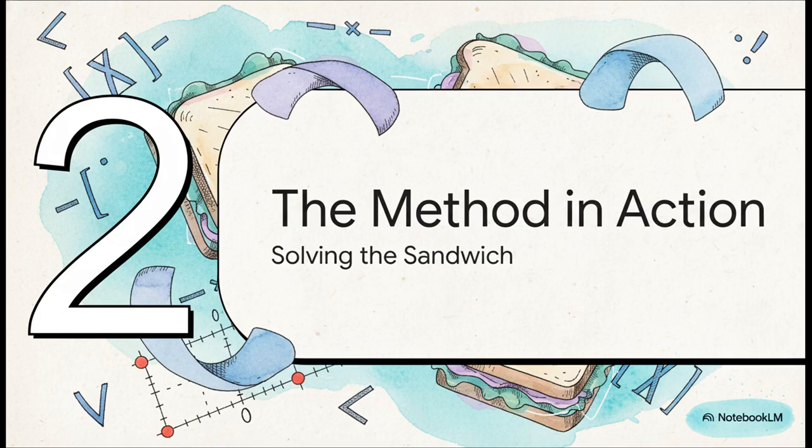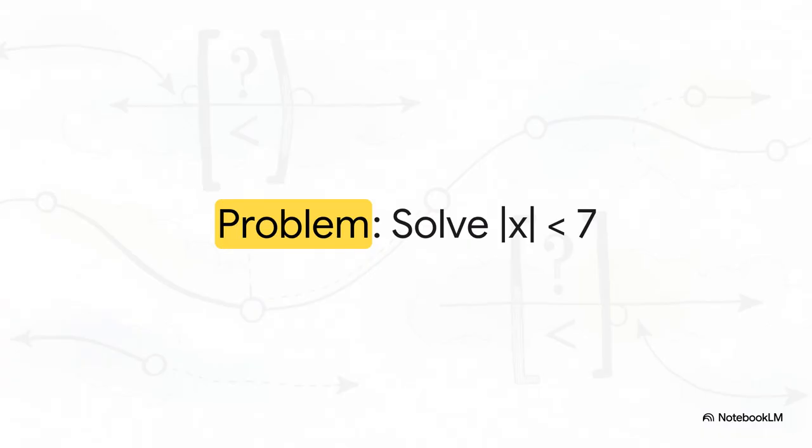Okay, so we've got the rule, we've got the concept. Let's actually put it to work and see how this plays out with a couple of problems. This is where the theory becomes a tool you can actually use to get stuff done. Here we go, our first one. Nice and easy. The problem is to solve the absolute value of x is less than 7. So, using our new rule, how would you set up that sandwich?